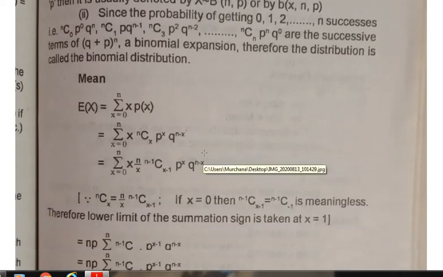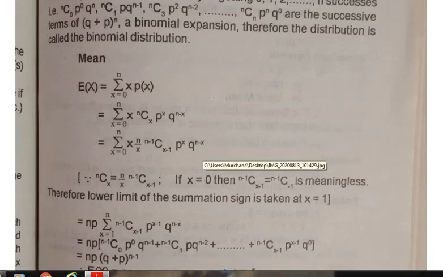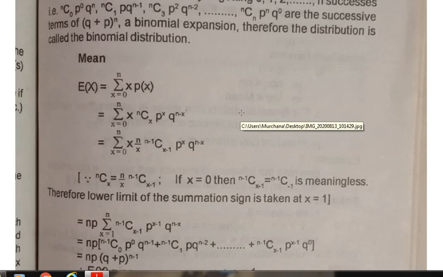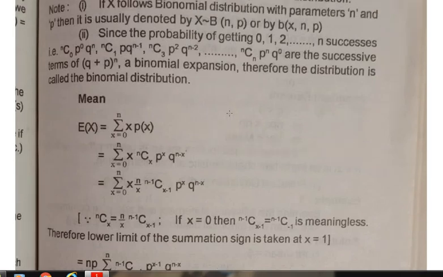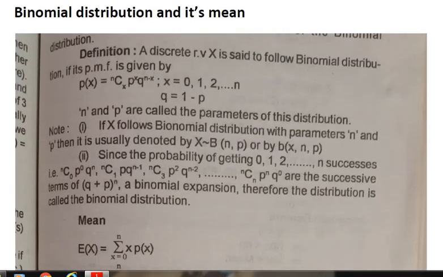Next, let me discuss the mean of the binomial distribution. I have already told that binomial distribution is a discrete probability distribution. If x is a discrete random variable, then the expectation of x is the summation of x into p(x). Here p(x) is the probability mass function of x. And here p(x) is defined in this way: p(x) equals nCx p to the power x q to the power n minus x.